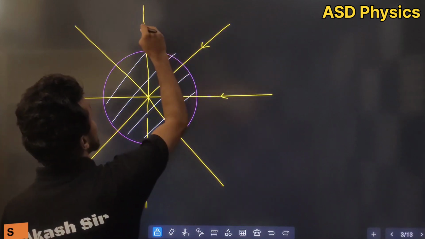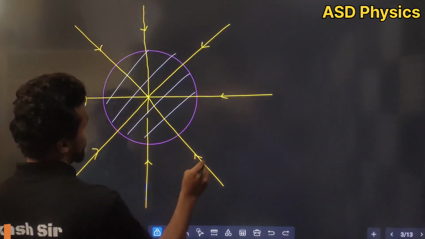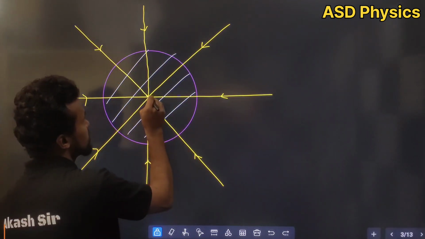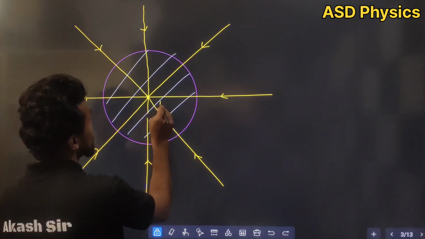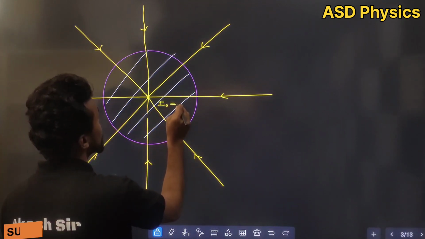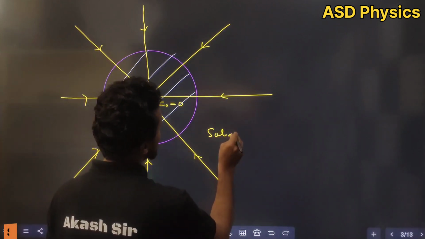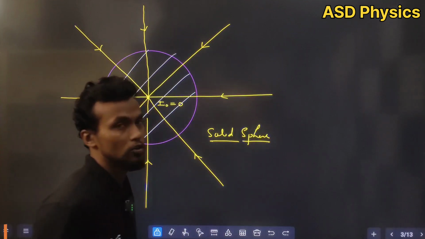This is due to the solid sphere, like any planet. This is the gravitational field diagram. And you can see at the center what is happening: all the fields cancel each other out. That means at the center the gravitational field intensity will be 0. This is due to the solid sphere, and the previous one was due to the hollow sphere.